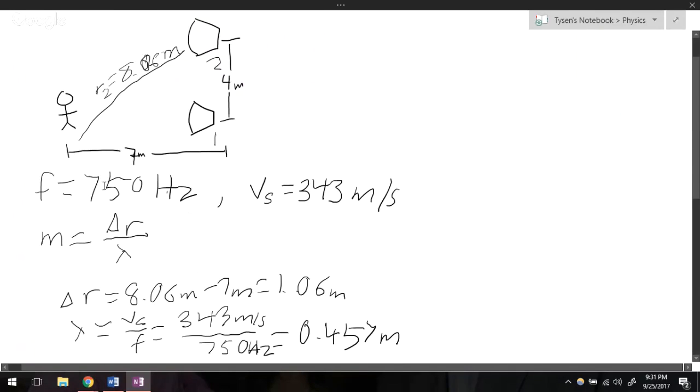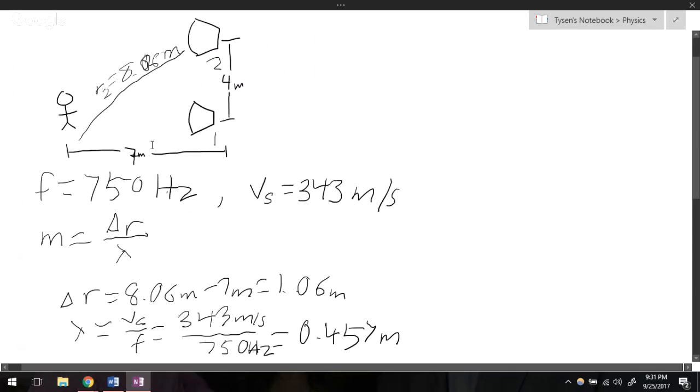So in this problem, we have a person who's standing about 7 meters away from these 2 speakers that are spaced 4 meters apart, and they're directly in front of the speaker on the bottom there. We'll call that speaker 1, and the other one on top, speaker 2.